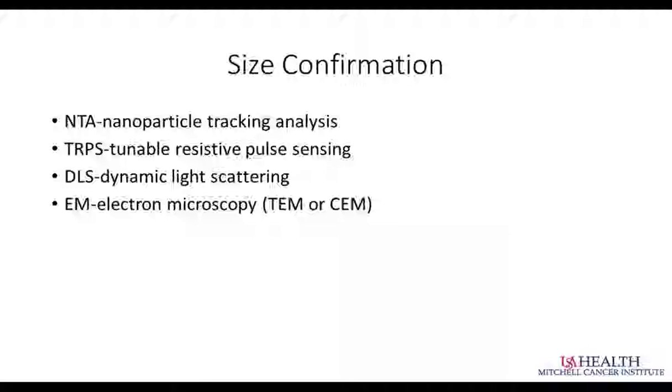And last but not least, the gold standard. If you want to measure the size of something, you look with an electron microscope. And that's true for exosomes as well. Traditionally, transmission electron microscopy, TEM, has been used. The newer modality of cryo-EM is probably better. It helps preserve the structure a little better, but either work fine.